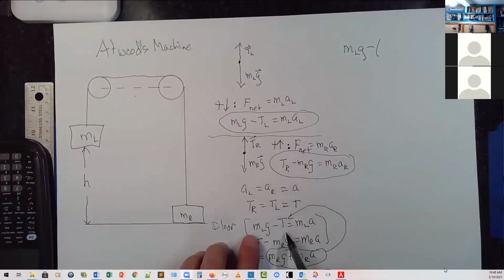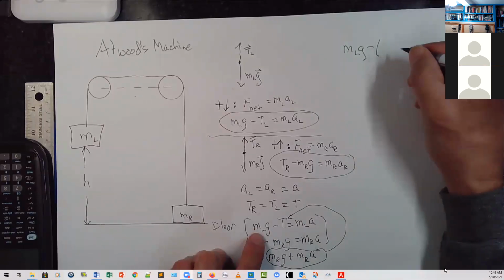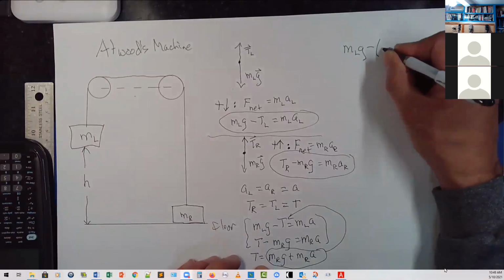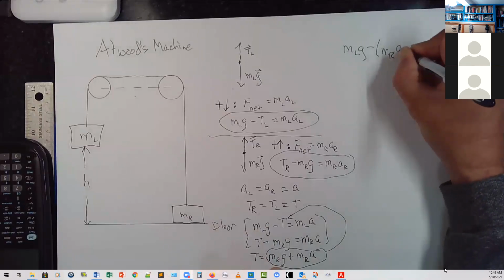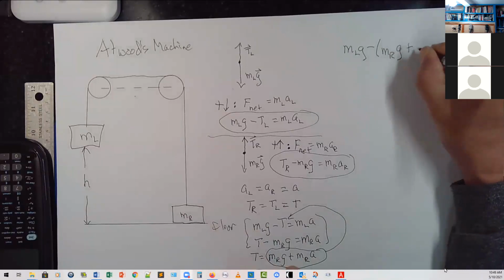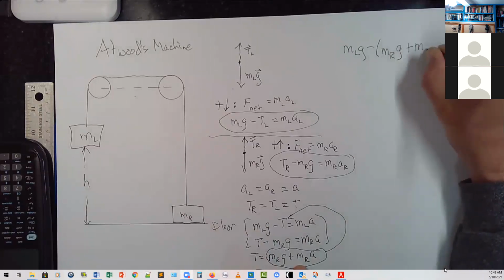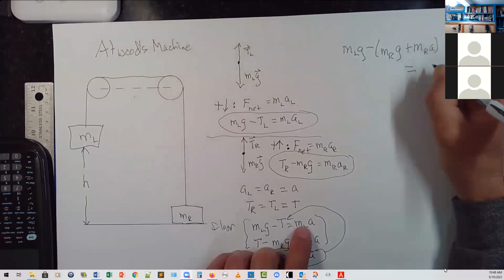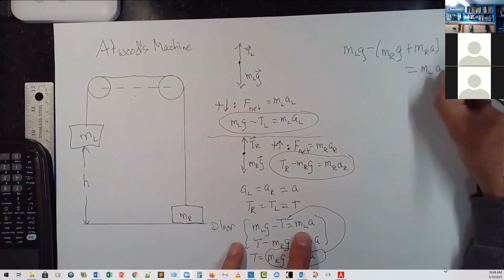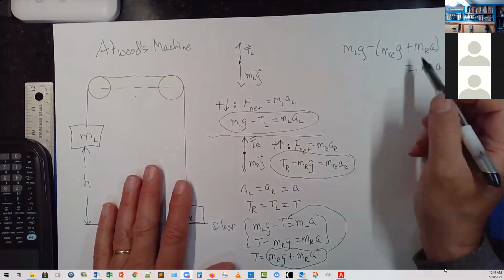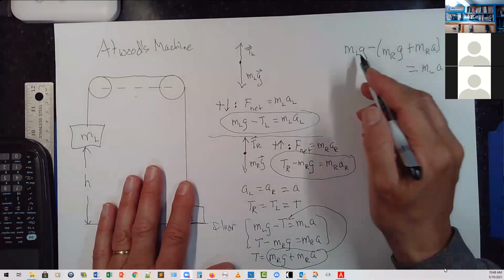Okay, but anyway, now I'm going to plunk this stuff into there. And I'd have m sub L G minus, and I'm wrapping this stuff in parentheses because I have to distribute a minus sign. And that will equal what's on the right side of that, which is m sub L A.